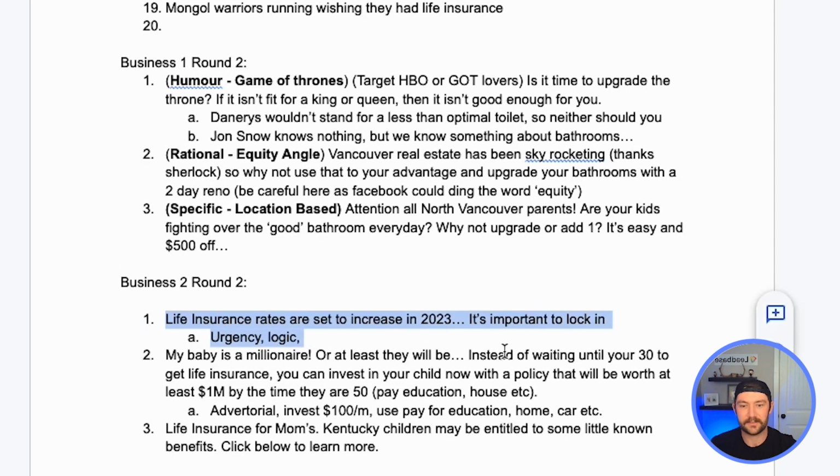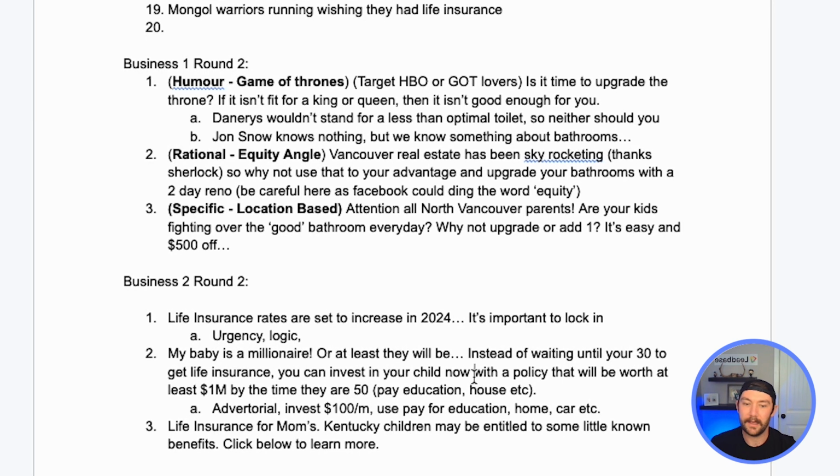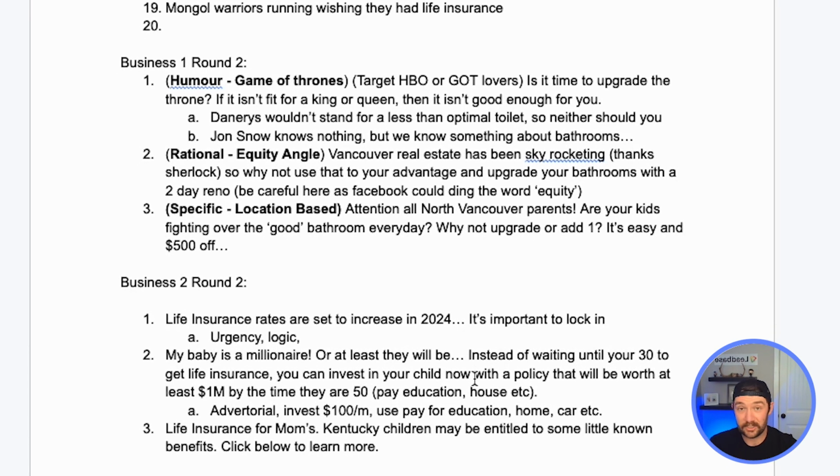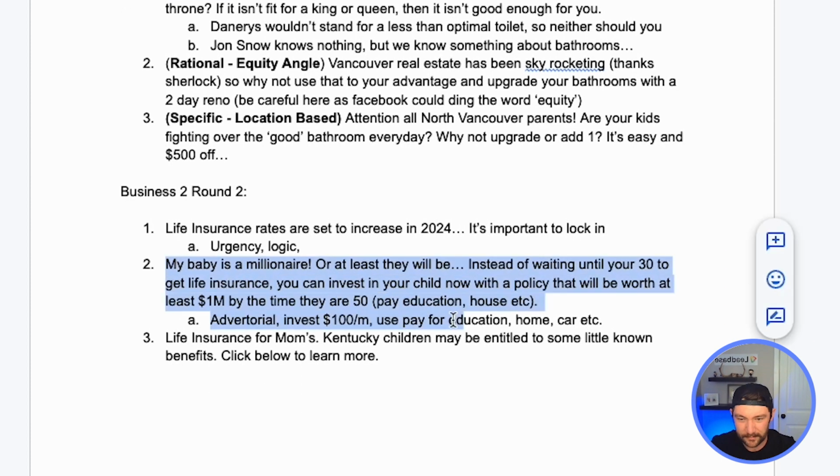The life insurance rates are set to increase in 2023 or 2024. It's important to lock in now. And again, that's true for different policy changes. It's also true because every year that you age, life insurance gets more expensive. My baby's a millionaire one.